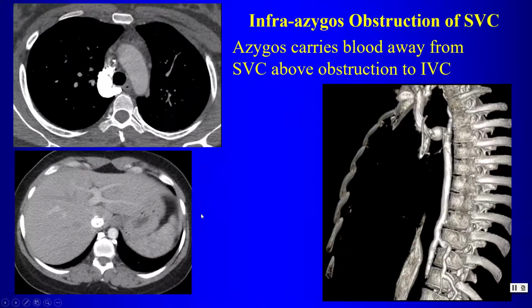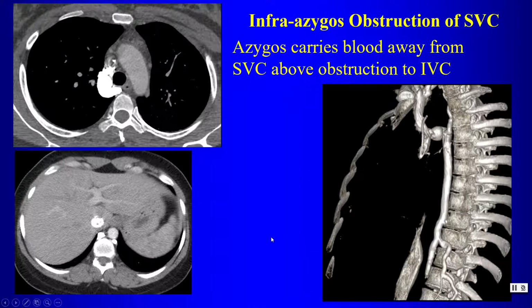vena cava patent. On the other hand, if we have obstruction below the junction with the azygos vein, now the azygos vein will carry blood away from the superior vena cava above the obstruction, and it will carry that blood to try to collateralize with the inferior vena cava. So this patient has obstruction here in the superior vena cava just below its junction with the azygos vein. Again, this is a patient with a central venous catheter here. And now we see this undiluted contrast within the azygos vein, but here the blood flow is moving away from the superior vena cava down the azygos vein, and then from here it will go into collateral vessels to try to collateralize to the inferior vena cava.